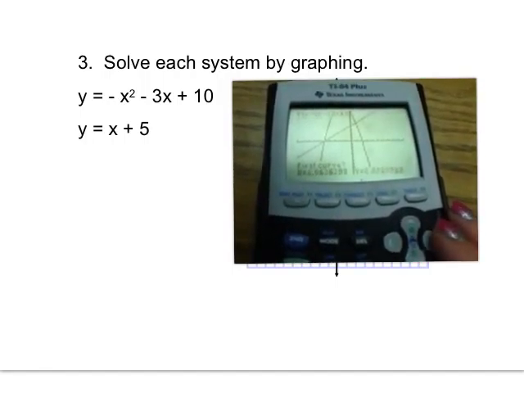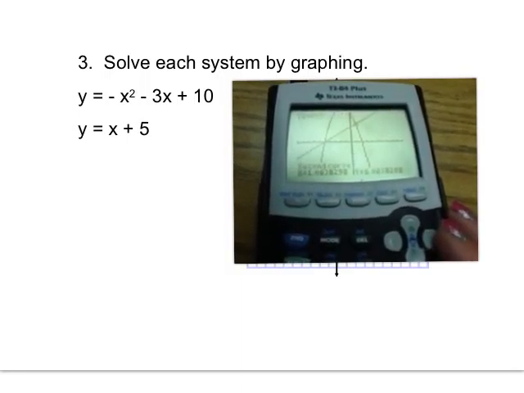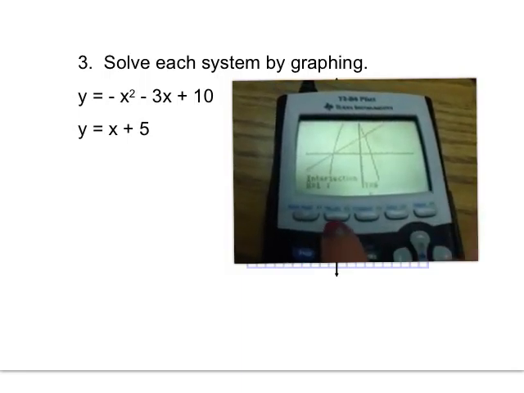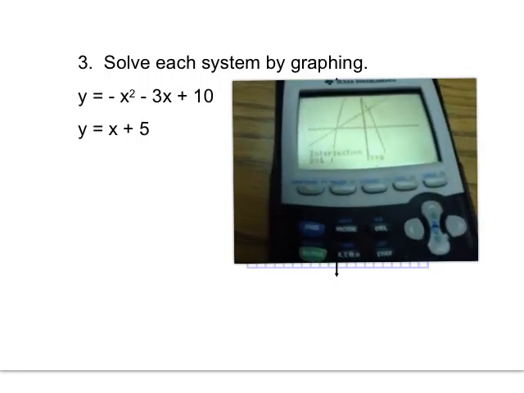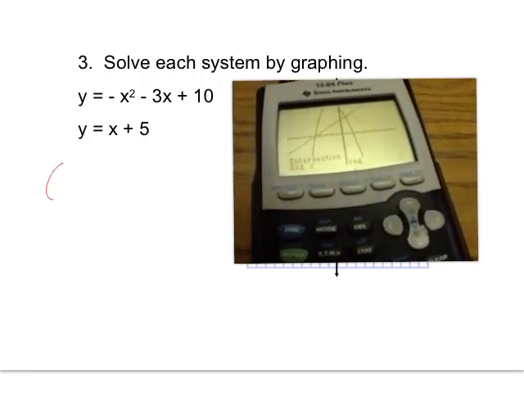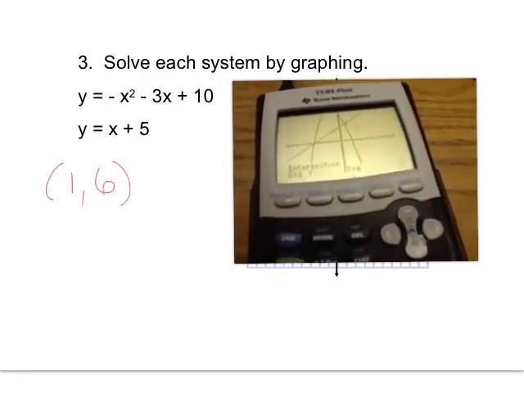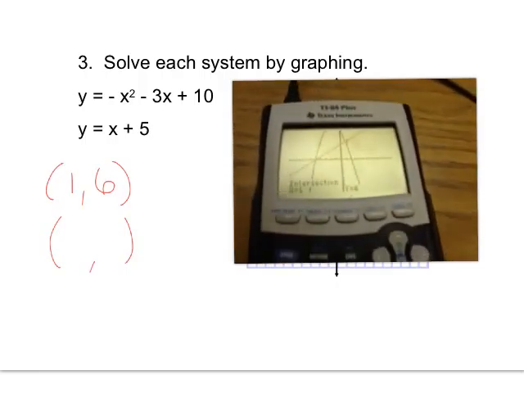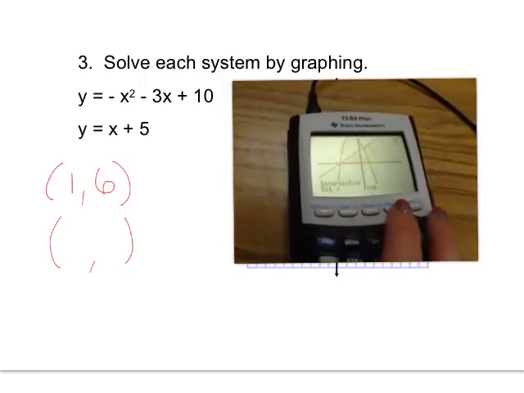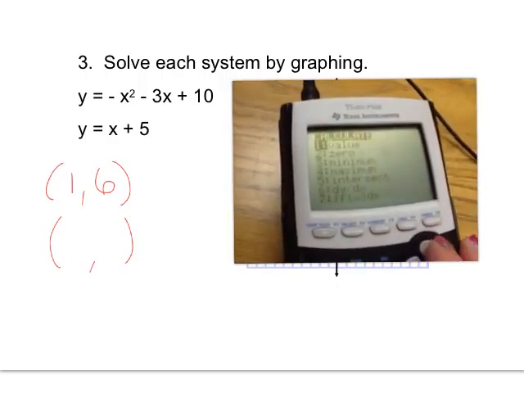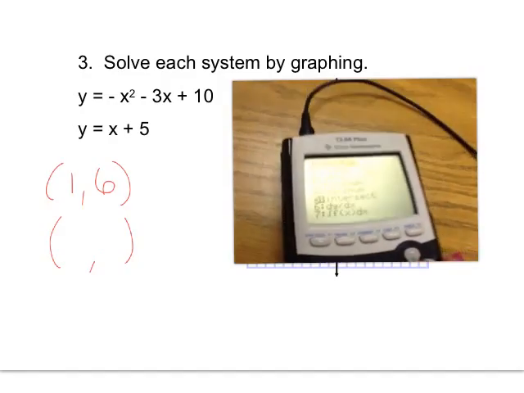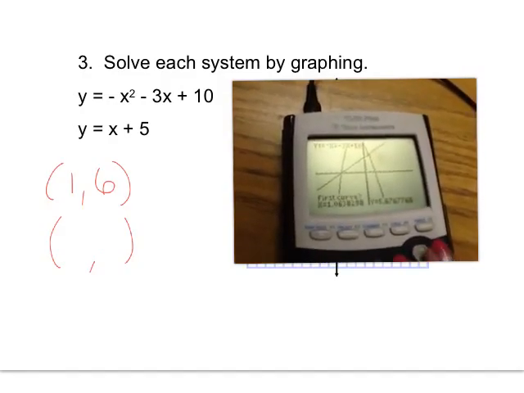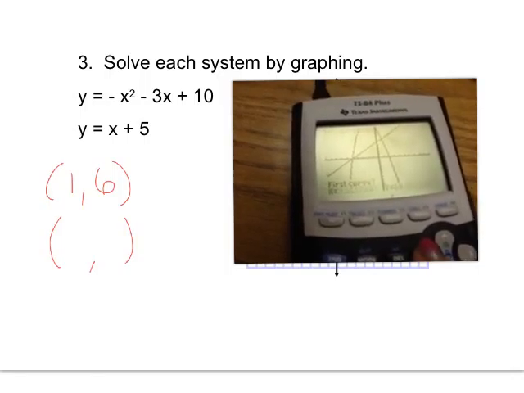So I'm going to push second trace, go to intersect, and let's take a look. Let's see, blinking cursor, enter, enter, enter. My intersection here is at 1, 6. I'm going to write that down as one solution. I still need to find the second solution. So I'm again going to go to second, trace, choose intersect, and I'm going to arrow left.